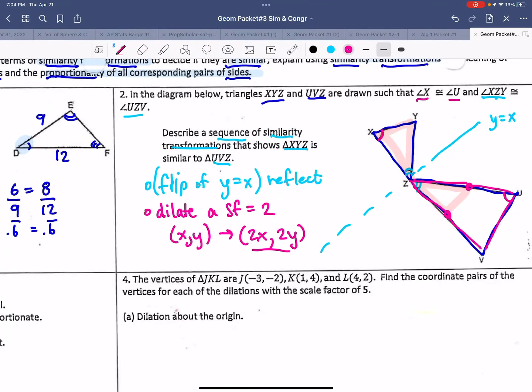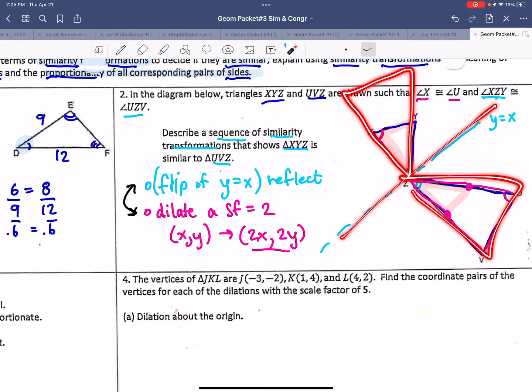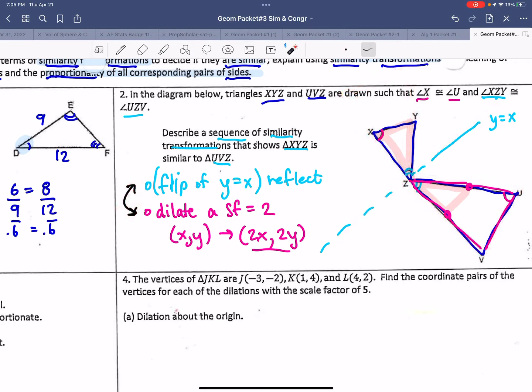I think it's important to think about this: could these be flip-flop? Yes, I could blow it up and then flip it over. So in either of these orders, I would land on top.